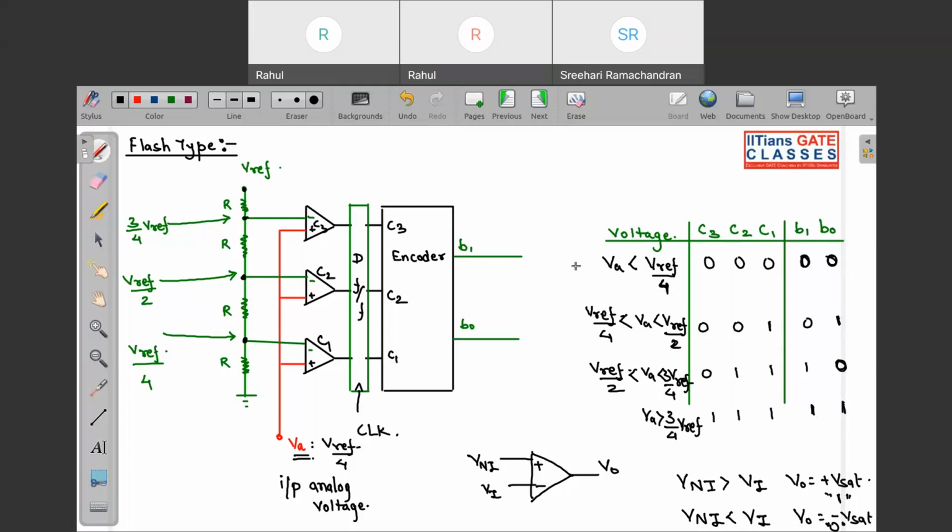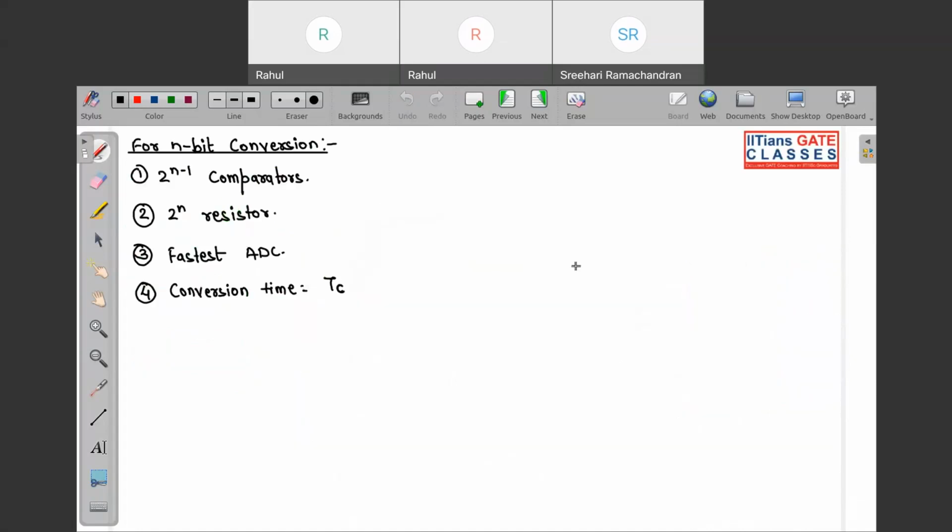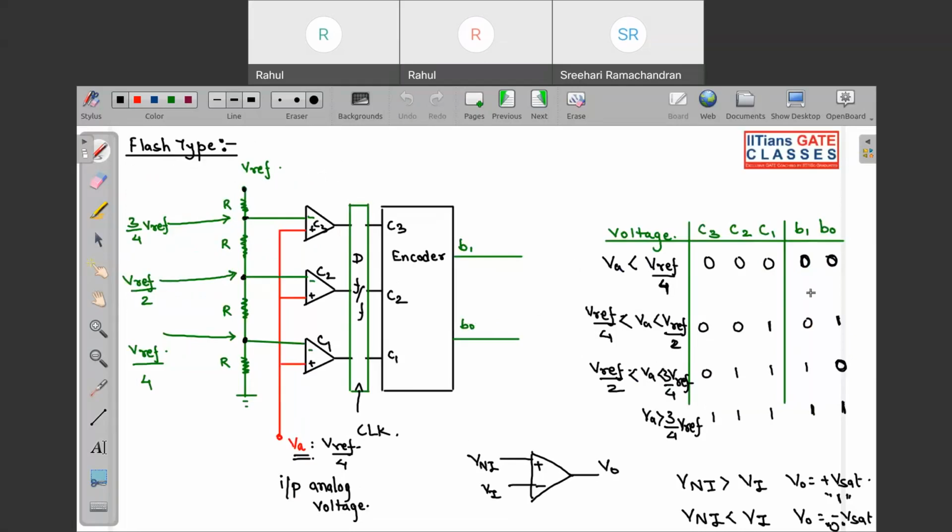Okay. Tell me if this is clear or not. Is this clear? How basically we are converting? So this operation might not be asked. Operation might not be asked, but a few things that might be asked are, for n-bit conversion, the number of comparators. So over here you can see for a 2-bit binary output, we required 3 comparators.